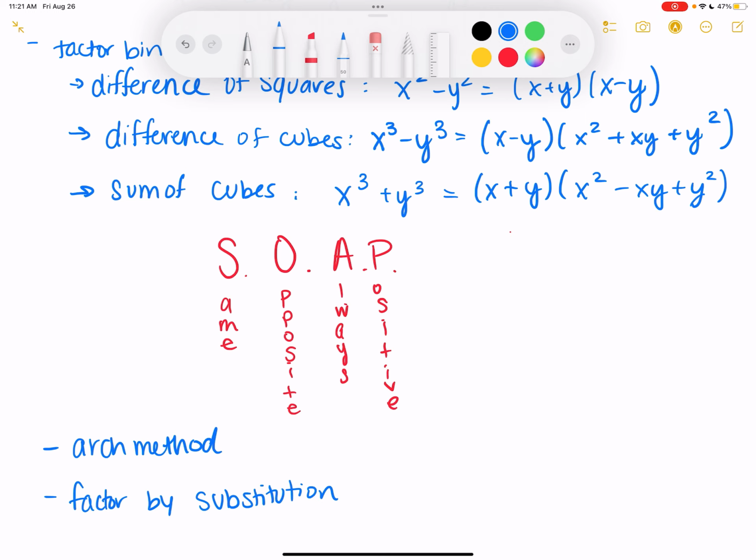Oh, I love substitution. That was my favorite. Yeah, it was fun. All right, so that's all the notes.